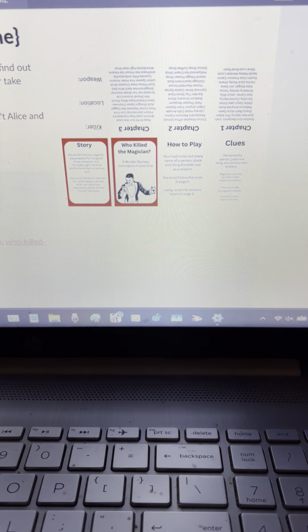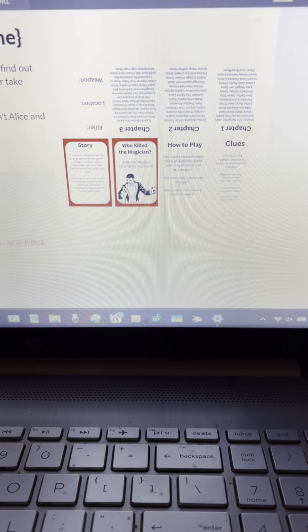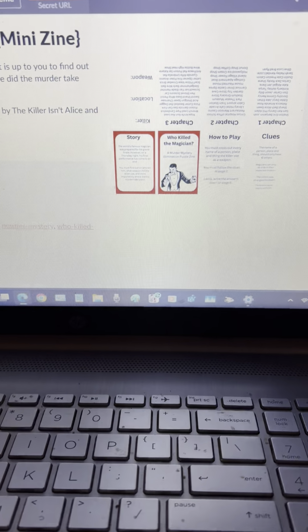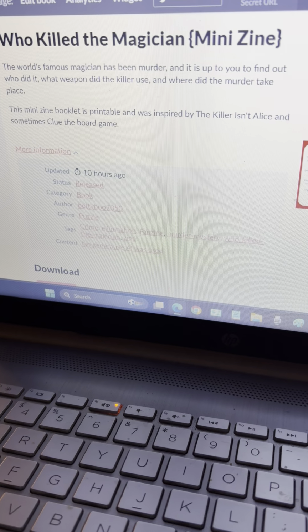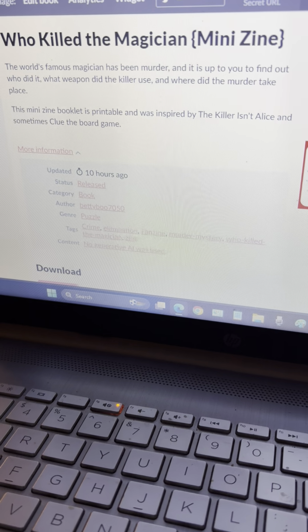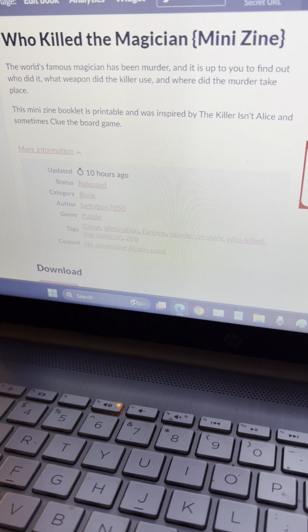Hello everyone. Today I want to show you my newest project that is available on itch.io, and it is a mini zine book that you can print out. It's called Who Killed the Magician, which I forgot to put a question mark in. And basically it is a mini murder mystery elimination puzzle zine.